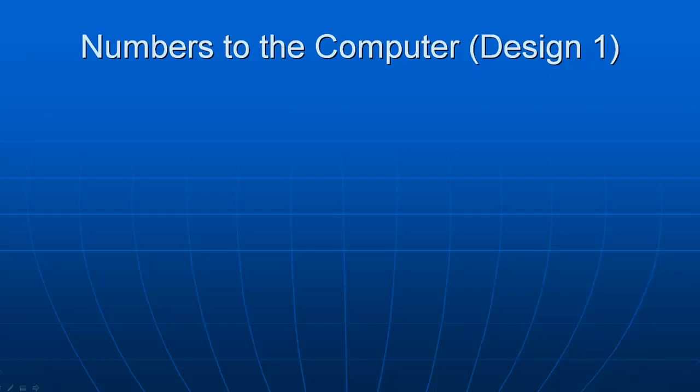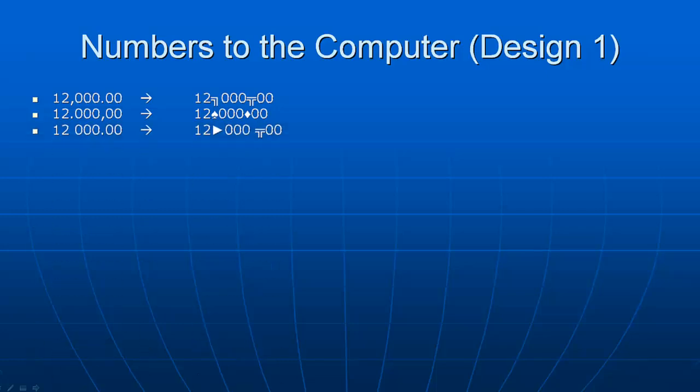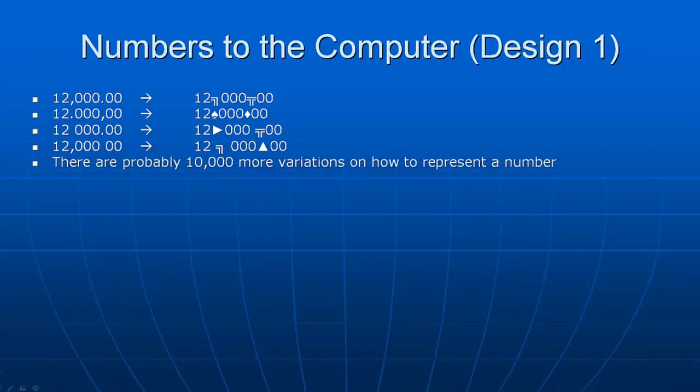of numbers to the computer that we could put in text. And so we could use special characters to represent the thousands place or the decimal place. And here we could change it around and use a different one for a different purpose. And here's blanks and a period. And here's a comma with a blank. And there are probably 10,000 more variations on how to represent a number by different countries, different people, different projects, personal preferences.